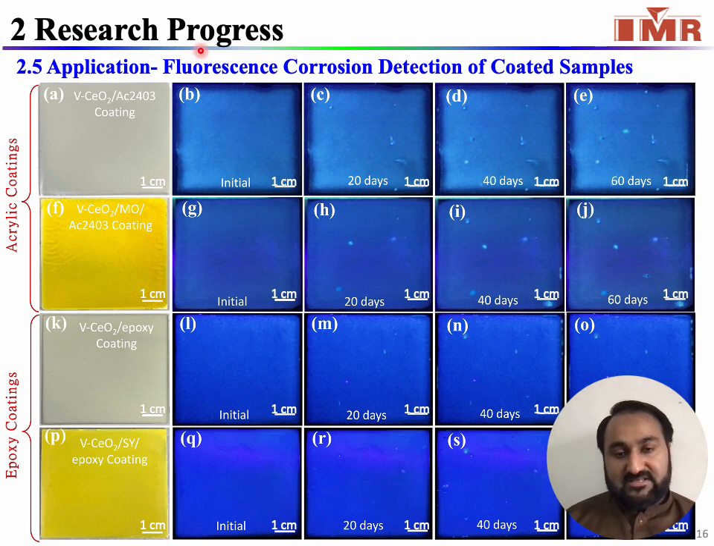So after some days, some fluorescent particles appear on the surface when we put it in the UV light. We can see the bright particles, which are the corrosion particles, that increase day by day up to 60 days. And the same effect has been visualized in the colored coating, and also in the epoxy coating, and also in the colored epoxy coatings.